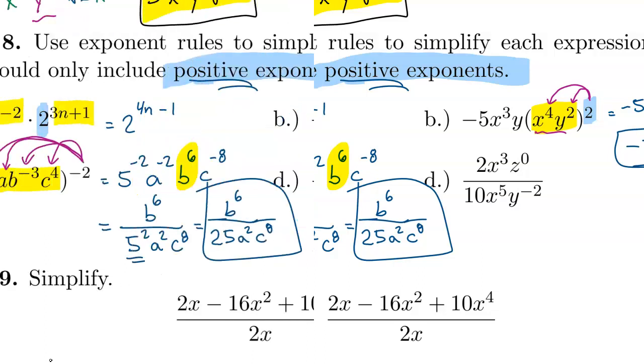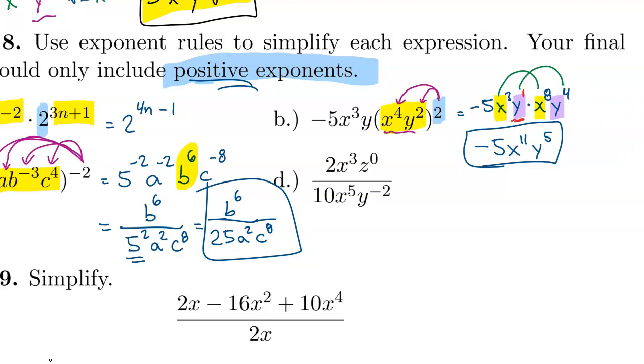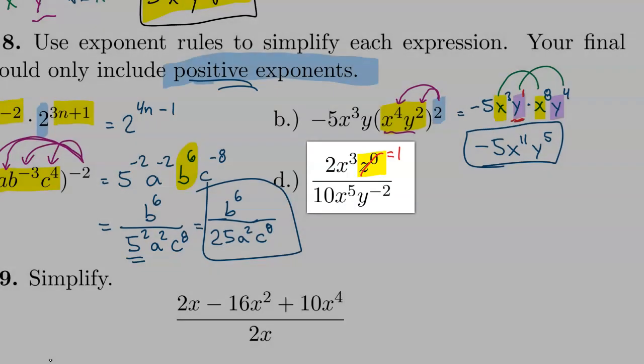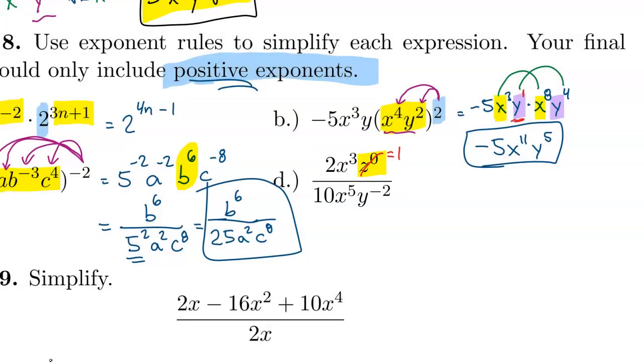And now the last part of problem 8, part D, has a couple things going on. The first thing I'm going to point out is that we have z to the 0 power. Anything raised to the 0 power is automatically equal to 1. And so that actually sort of disappears from our expression because it just becomes 1 times 2x cubed. We see x a couple times, x to the 3rd power and x to the 5th. And we can treat these in a couple ways. I can subtract those exponents.